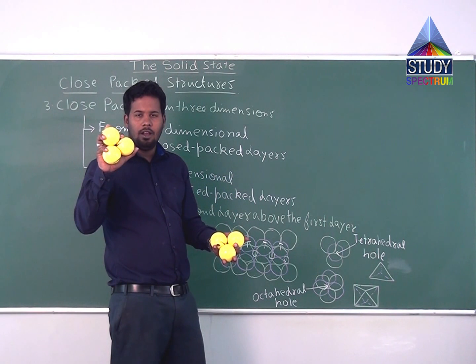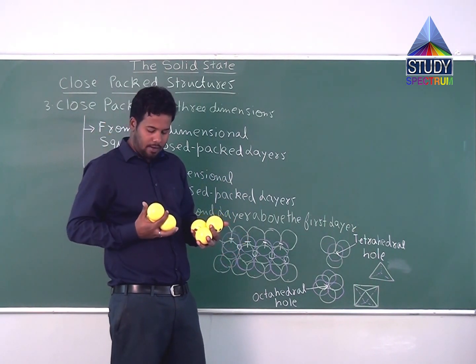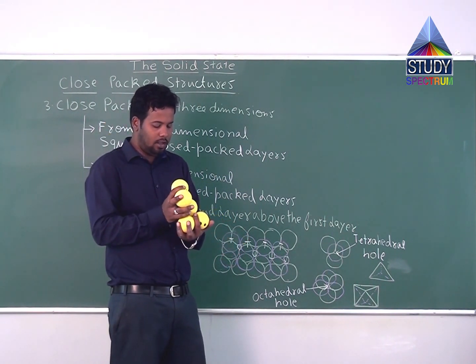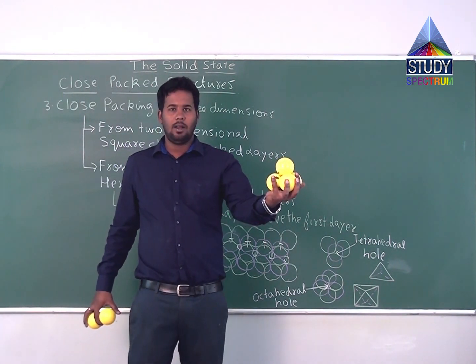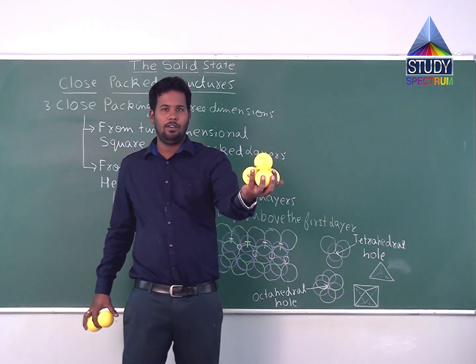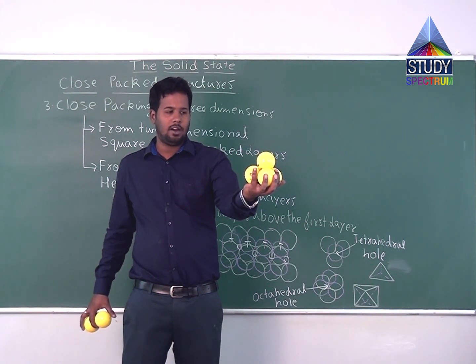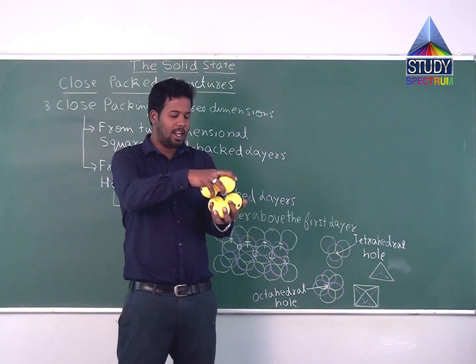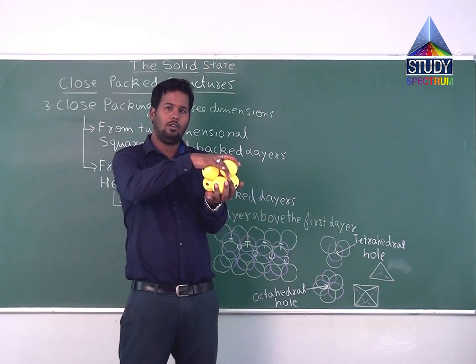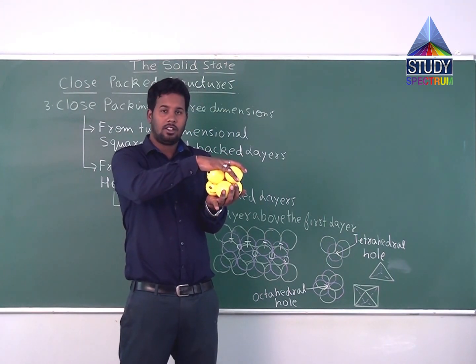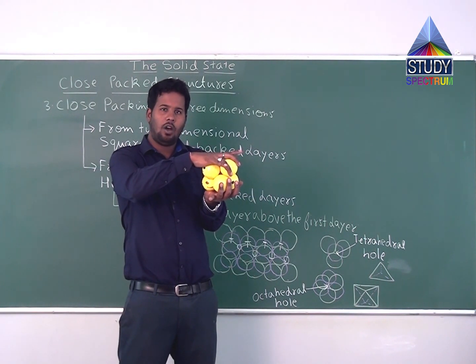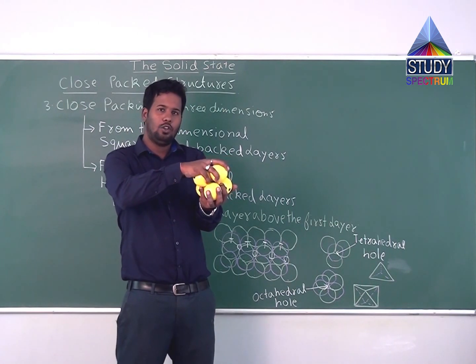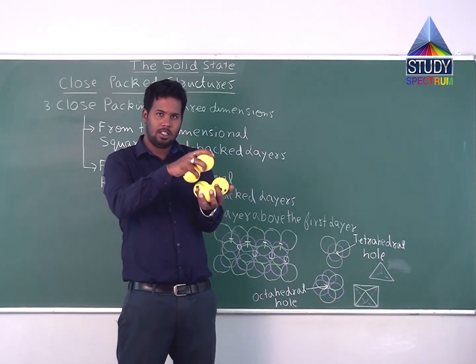Whereas if I have chosen only one atom from the second layer, then the gap between them is actually your tetrahedral hole. But if I choose 3 different atoms of the second layer and place them in such a fashion that none of the centers coincide in a straight vertical line, then the void or hole, the gap between them, is actually your octahedral hole. And if you join the centers of each atom in this particular structure, then it becomes an octahedron.